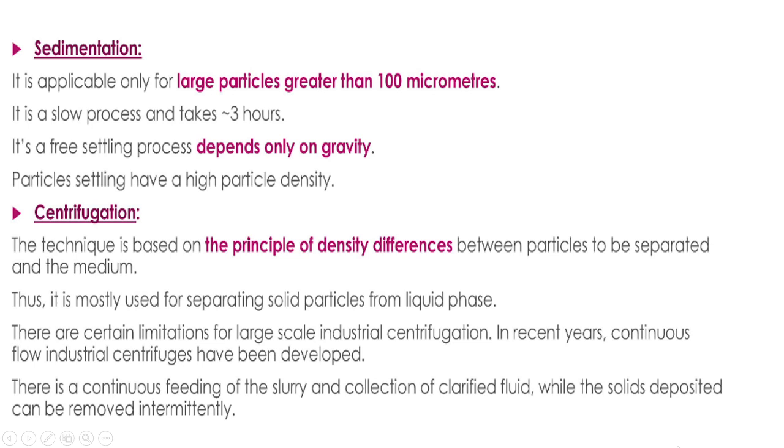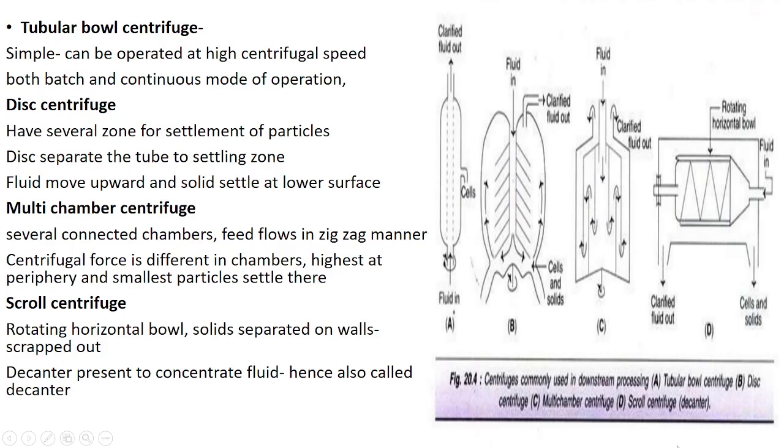Then you can use centrifugation, whereby you can separate particles based on the difference in density. Whatever particles are in the liquid medium are taken to the centrifuge. Centrifugal force is applied so that the particles settle down. Continuous centrifugation or batch centrifugation can be done, and there are different industrially applicable centrifuge models.